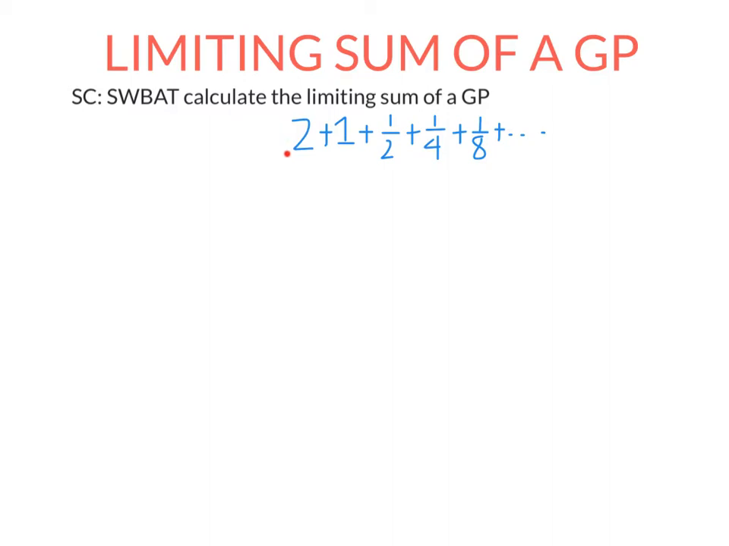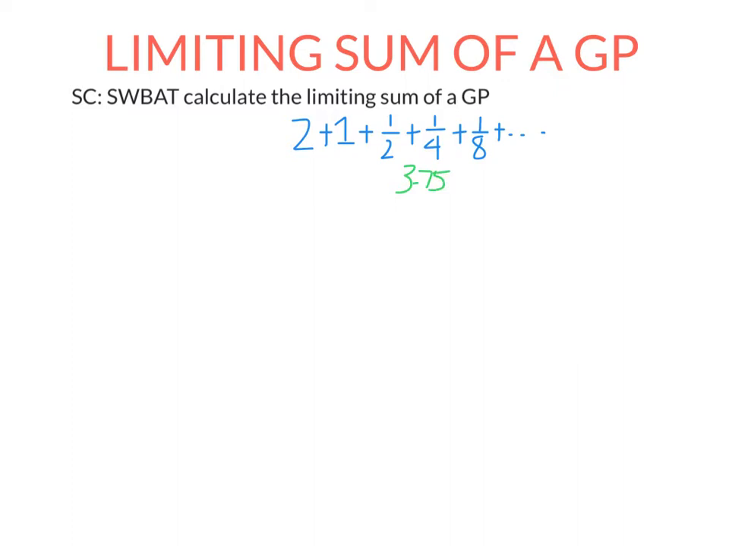So let's start by looking at this geometric series here. We looked at it in a previous video. So let's look at what would happen if we add up some of its terms. So we have 2 plus 1 is 3. If we add the third term, we have 3.5. And if we add the fourth term, we have 3.75. So the sum of the first four terms is 3.75.